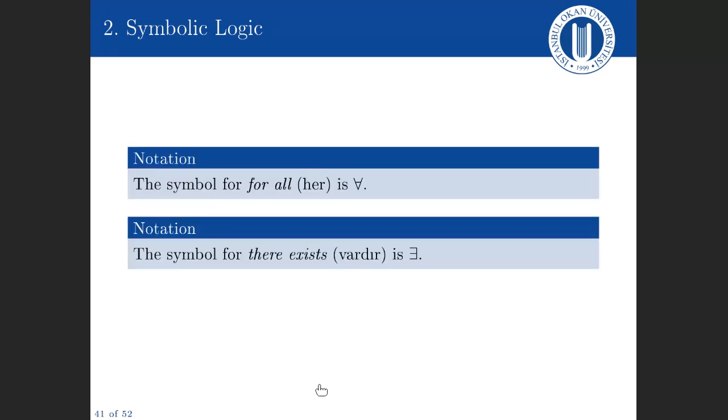Before I finish this chapter, I have a little bit more notation to put in. The symbol for all is an upside down letter A. And the symbol for there exists is this backwards letter E. If you're trying to remember which is which, remember that the word all starts with the letter A and the word exists starts with the letter E. We'll use these later.